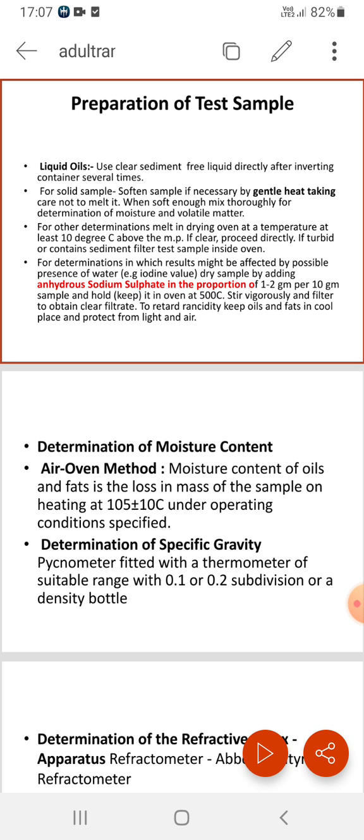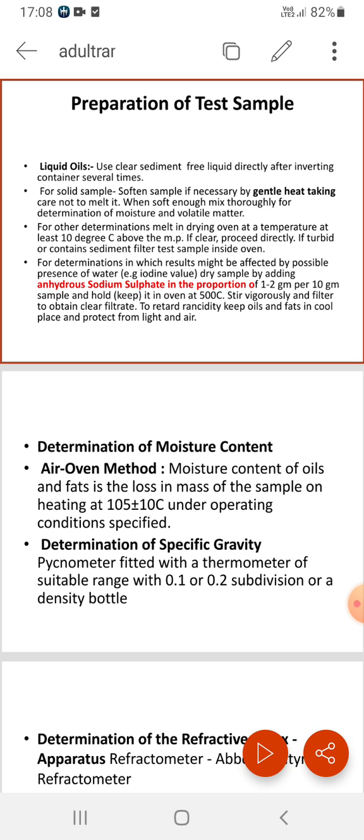We can check for saponification value, iodine value, Polenske value, etc. So let's begin. We can check the moisture content of oil by the air oven method. This is a very simple procedure. You have to take the oil sample and then heat it.